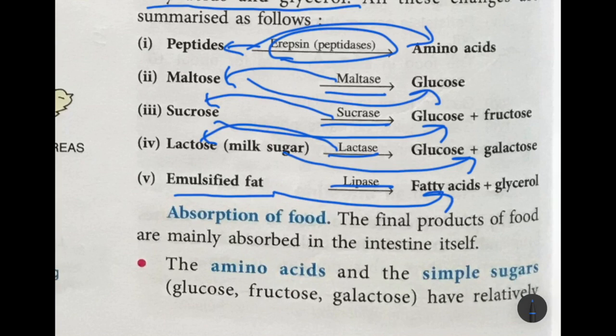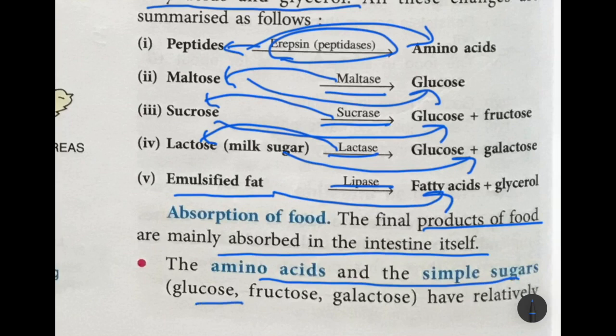So this is where the digestion of food ends, and now the food is ready to get absorbed into the blood. So the final products of food are mainly absorbed in the intestine itself. The amino acids and the simple sugars, that is glucose, fructose and galactose, have very small molecules which are absorbed through the thin epithelium of the villi, and then reach the blood capillaries to finally enter the blood circulation, and then reach the liver first through the hepatic portal vein.